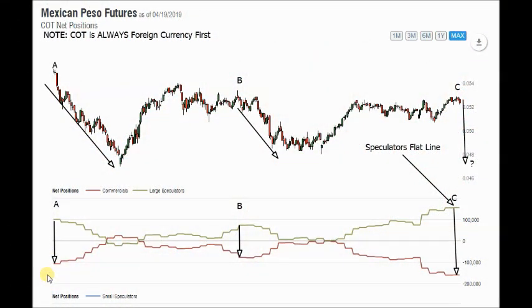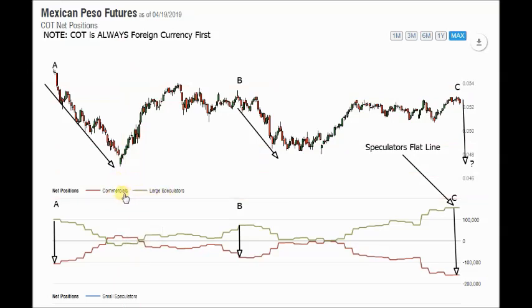Right, now we're going to go and take a look at the trade setup. I'm going to start first of all by taking a quick look at the COT net traders positions, before we go and draw our levels of entry, stop and target. Now for anyone new to the COT, noted up here, it's always foreign currency first, so we're looking at MXN USD. We of course trade USD MXN, so I'll turn the chart the right way around when I draw my levels. We're just on this chart simply to see what the commercials and the large speculators are doing.